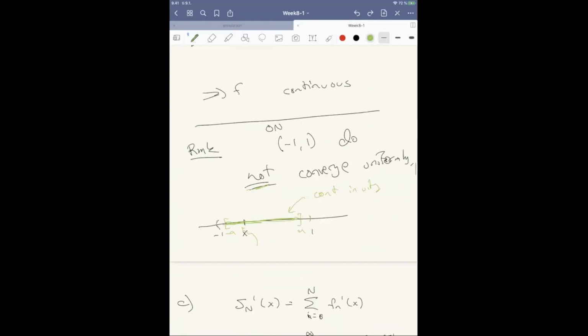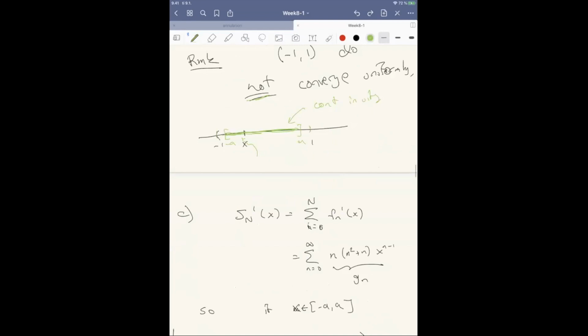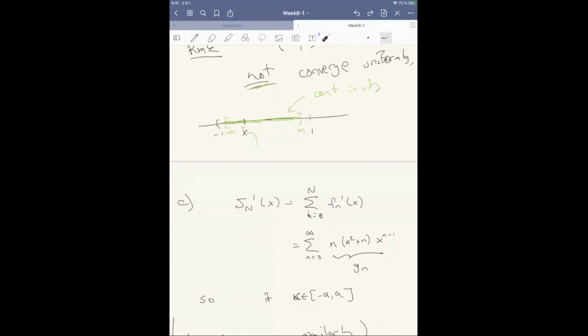Okay, what about differentiability? Well, let's see. Now we have a theorem that requires, okay, we have the uniform convergence, but we have to say something about the derivatives. And I'll remind you of the statement soon. But let's look at the derivatives of the partial sums.